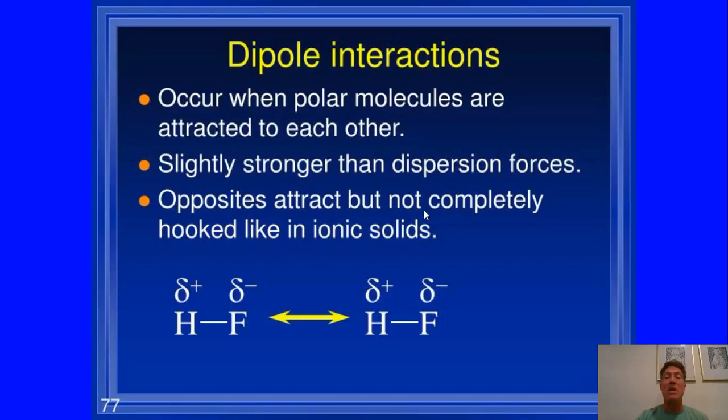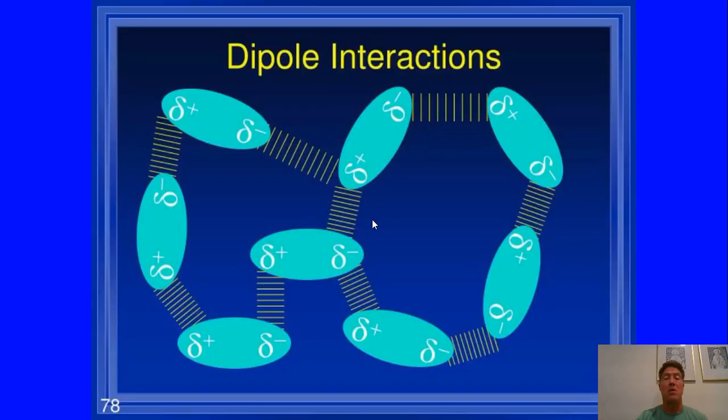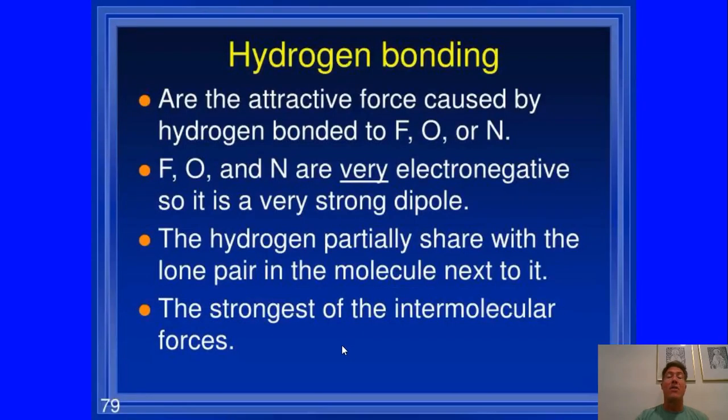Opposites attract, but they're not completely hooked together like ionic solids because, again, these charges are only partial charges. So, again, here's HCl. There's going to be an attraction between the negative part of this molecule and the positive part of this molecule. And the sum total of that are going to be these dipole-dipole interactions. So, molecules with permanent dipoles are attracted to each other just like you'd expect, because the positive ends orient towards the negative ends, and they all start attracting each other. Opposites attract.